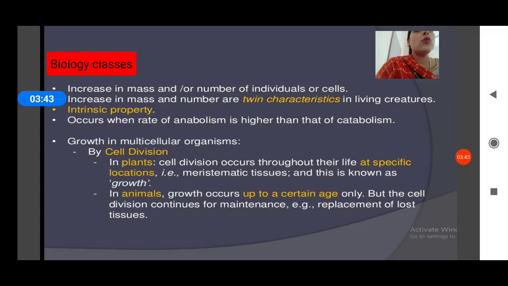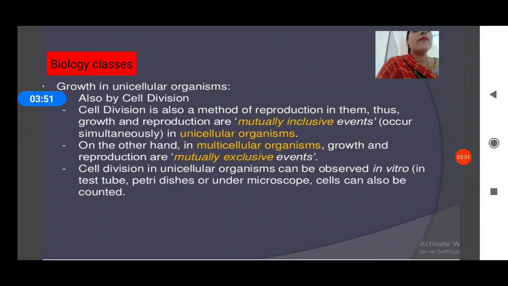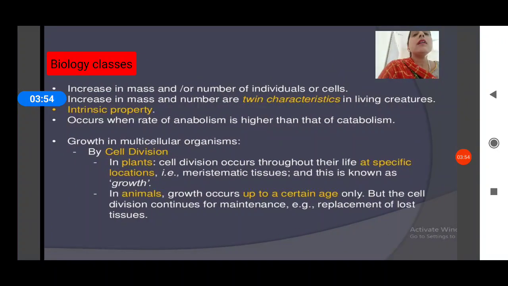And extrinsic growth means growth which occurs outside the body of the organism, like accumulation of material on any body surface. Growth in multicellular organisms also occurs through cell division. In the case of plants, cell division occurs throughout their life at specific locations, for example, meristematic tissues, and this is known as growth. Intrinsic growth is divided into two categories, called unlimited or indeterminate growth and determinate or limited growth.